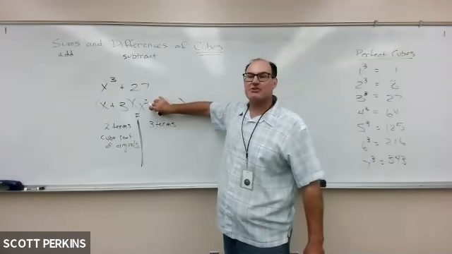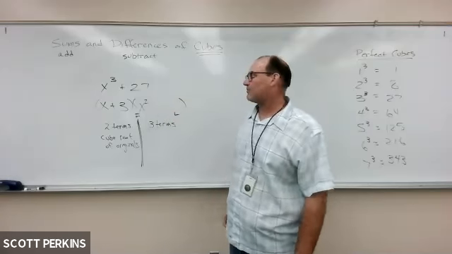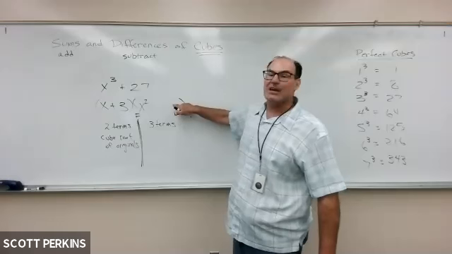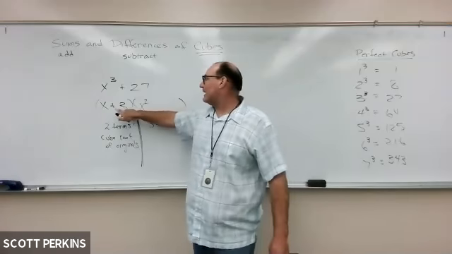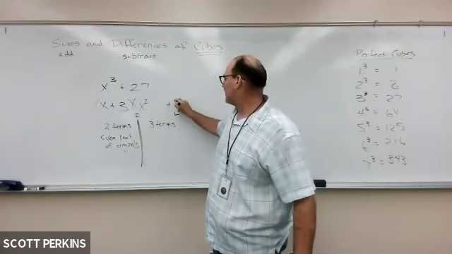I'm going to skip the middle for just a minute. We'll come back to the middle. The lasts, I'm going to put a little L here for my lasts. What here times 3 will give me 27? Positive 9. There you go.